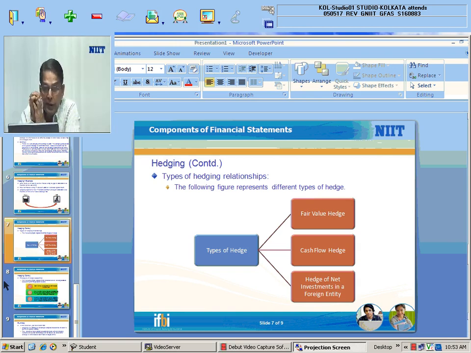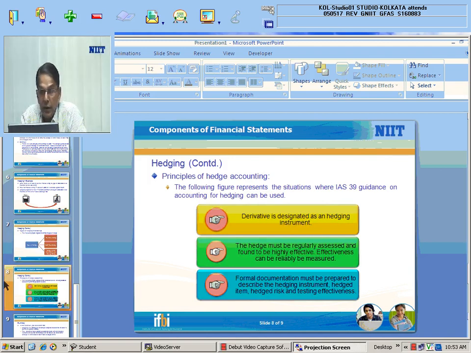Now, principles of hedge accounting. IAS 39 guidance on principle of hedge accounting is that the derivative is designated as a hedging instrument. The hedge must be regularly assessed and found to be highly effective. So assessment of the hedge should be done periodically, regularly, and it should be found to be highly effective. Effectiveness can be reliably measured. And formal documentation must be prepared to describe the hedging instrument, hedged item, hedged risk, and testing effectiveness. So these are the IAS 39 guidance regarding hedge accounting. So the derivative used should be designated as the hedging instrument.